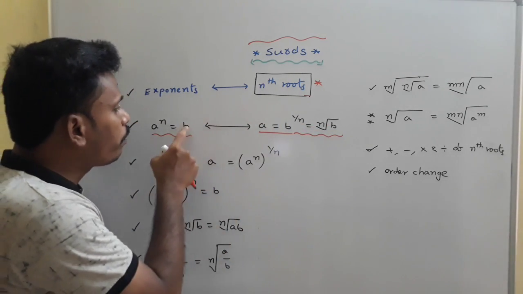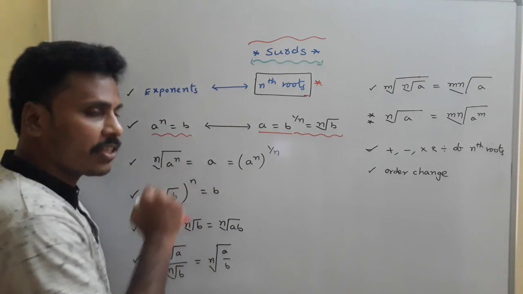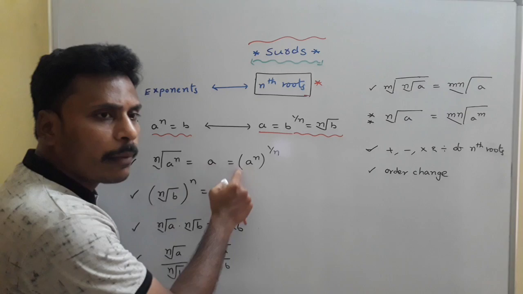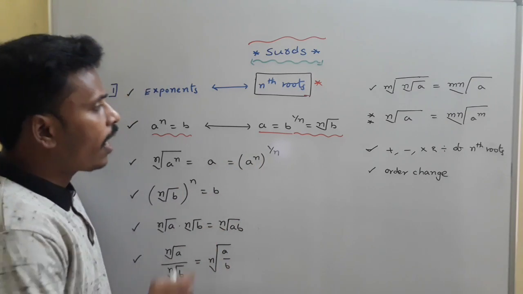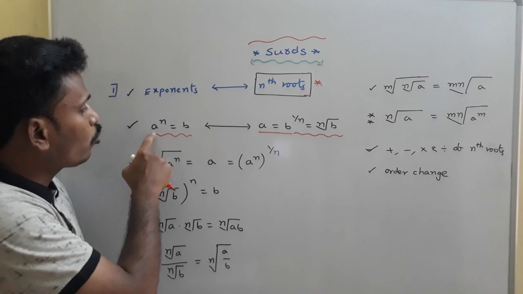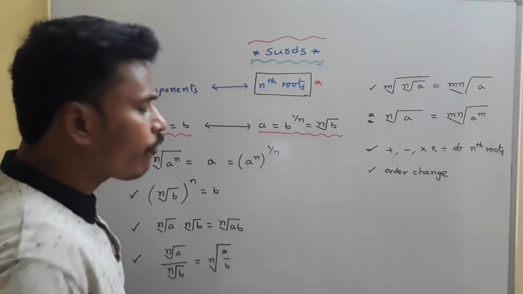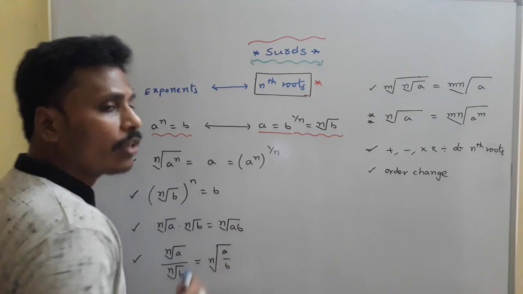If you replace b as a power n here, you will get nth root of a power n as a, which is nothing but a power n power 1 by n. And in the same way, if you replace a is equals to nth root of b here, nth root of b, whole power n, is b. I think you are all familiar with these two notations related to the nth roots.